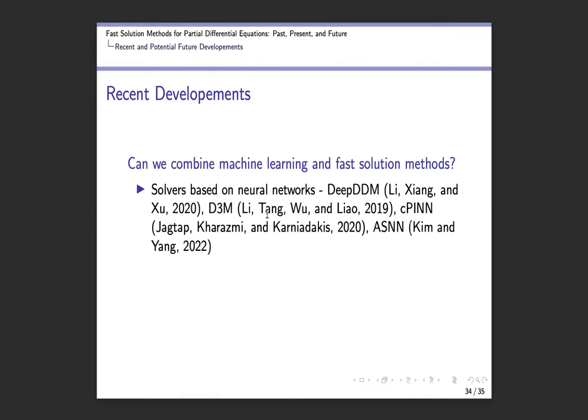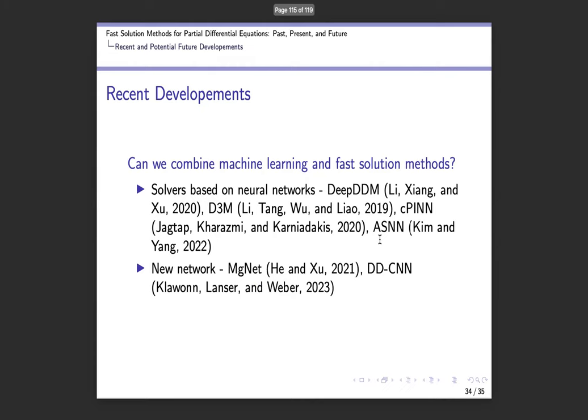And Hyea-young Kim at Kyonggi University and her student Yang made this additive Schwarz based on neural network solver. And Jinchao Xu's group and Klawonn's group made neural networks based on multigrid and domain decomposition. That's the recent trend. And there are a bunch more, but I was not able to catch up. So there are a bunch of things.